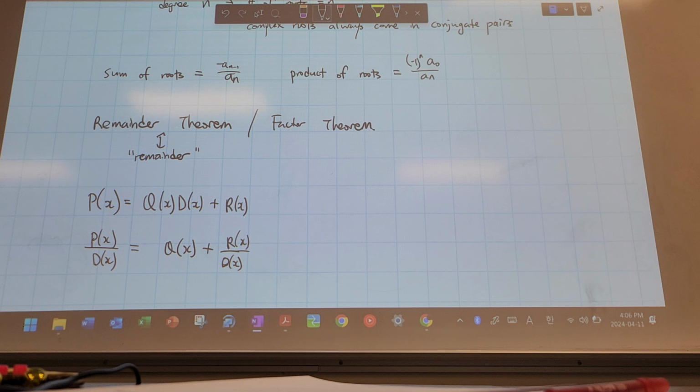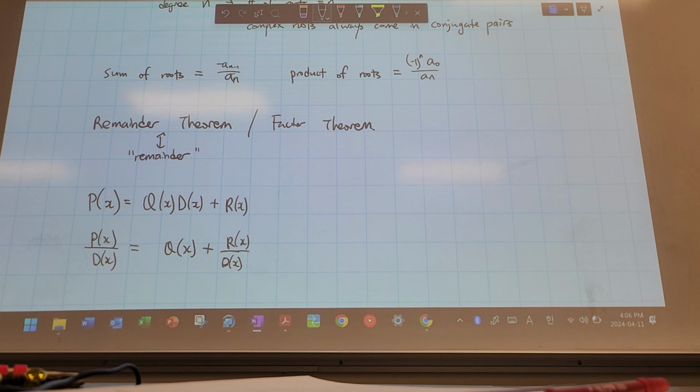What does p of x represent? P of x is just a polynomial function. And q of x is the quotient. Sorry, I said remainder earlier, but q of x is the quotient, yes.